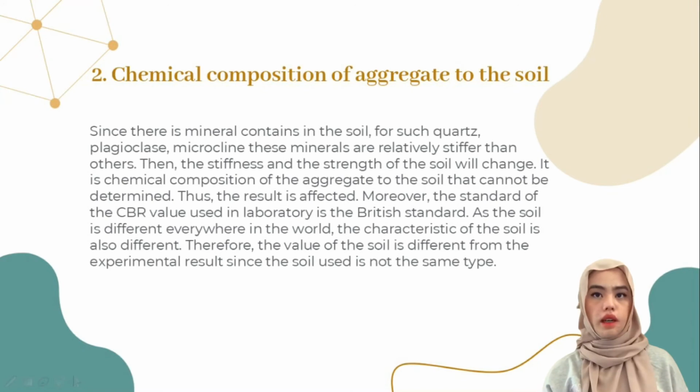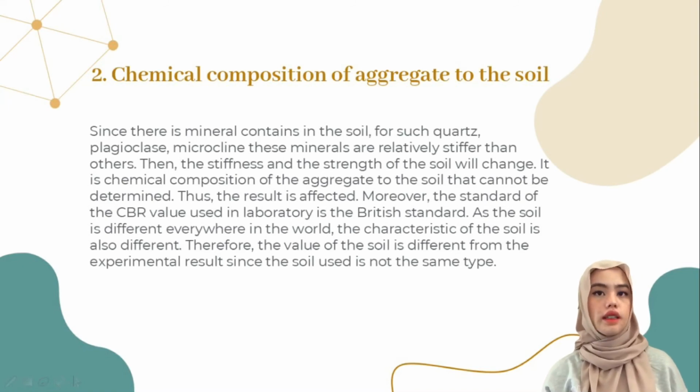Second, chemical compositions of aggregate in the soil, since there are mineral contents in the soil such as quartz, plagioclase and microclines. The minerals are relatively stiffer than others. Then the stiffness and the strength of the soil will change. It is the chemical composition of the aggregate in the soil that cannot be determined. Thus, the result is affected.